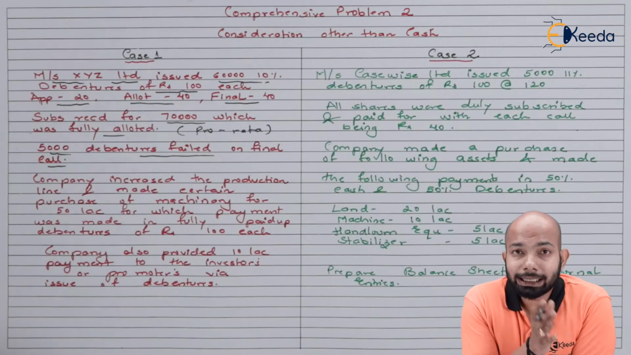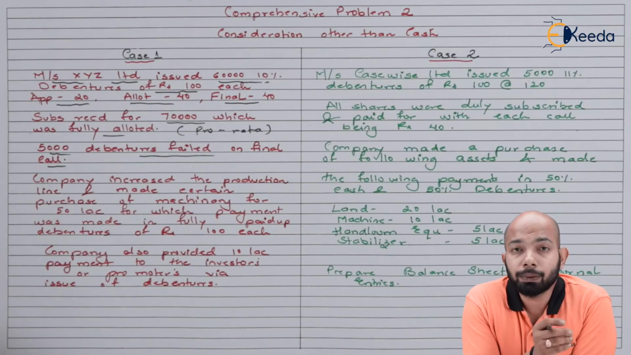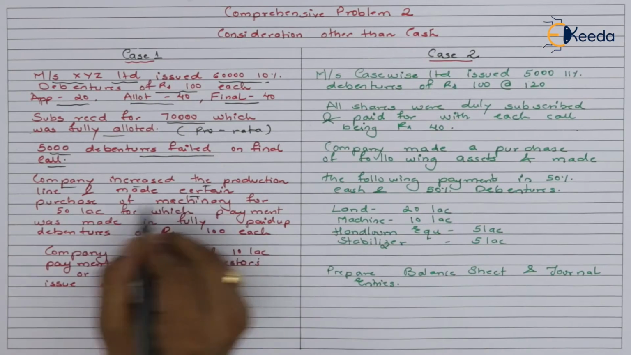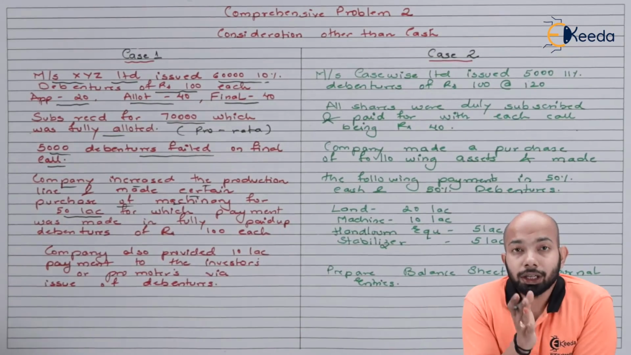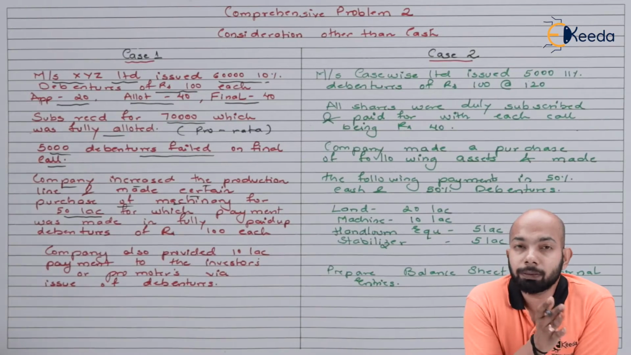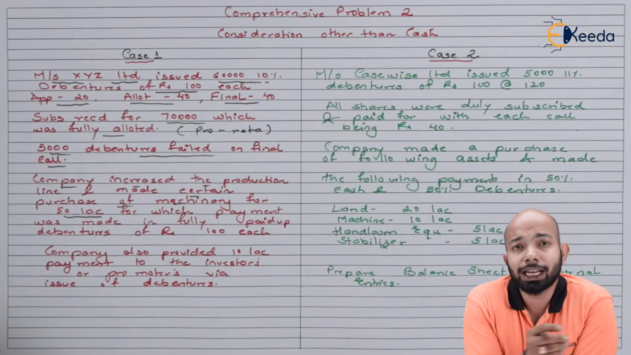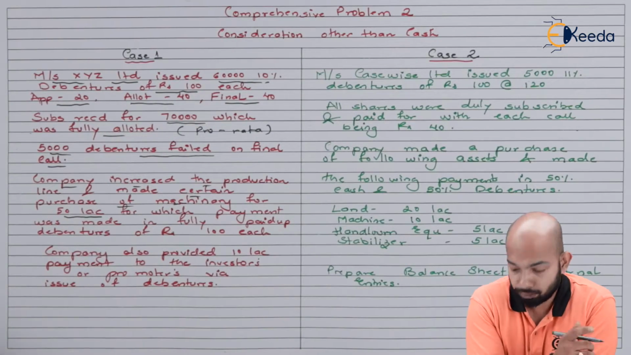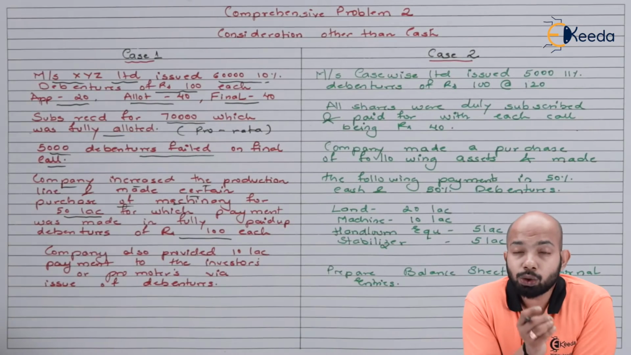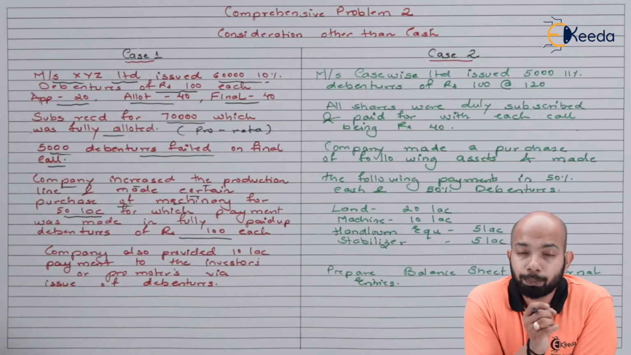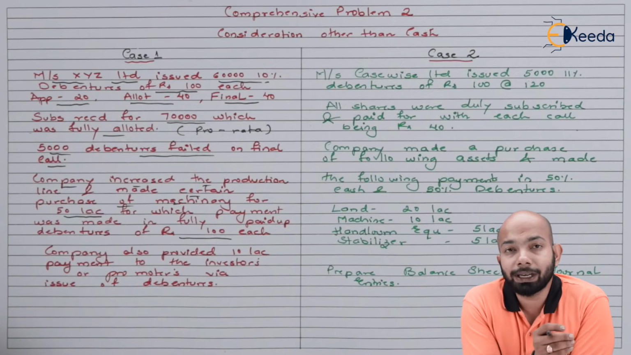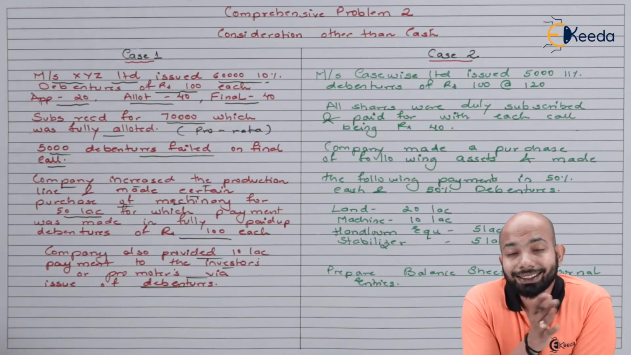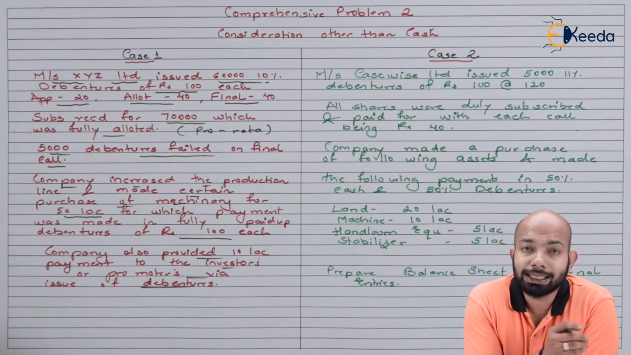Now, the company increased the production line and purchased a certain machine worth rupees 50 lakh, for which the payment was made in fully paid up debentures of rupees 100 each. That means we have to figure out how many debentures we have issued here. The company also made a payment of 10 lakh to the promoters, and that was also paid via debentures here. So these are the details for case 1. We have to prepare the journal entries and balance sheet.